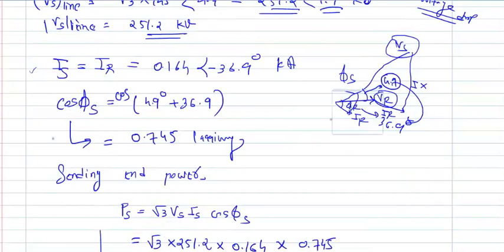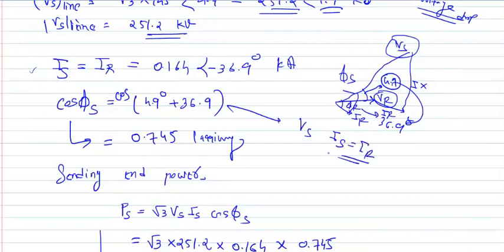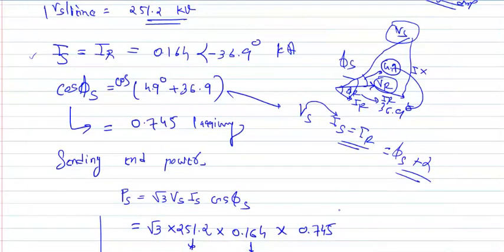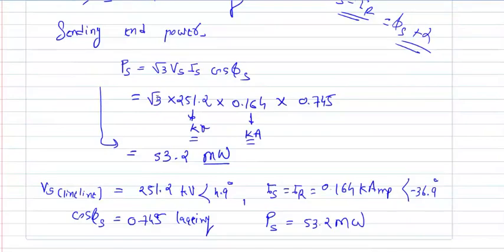Now cos phi is the angle between Vs and Is. In our case Is equals IR, so it is the same angle between Vs and IR, or between Vs and Is. This angle is phi s plus whatever the angle, let's say alpha. So that angle is 4.9 plus 36.9, so we have calculated this answer. And then the sending end power that we have seen, PS equals root 3 Vs IR into cos phi. So we have calculated this particular.